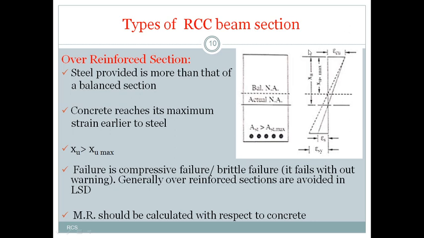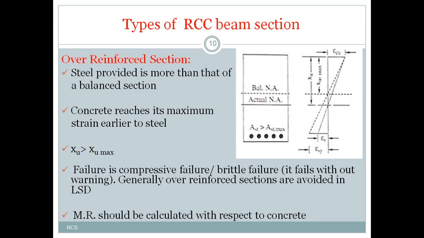According to this strain diagram of the over reinforced section, we can say that the actual depth of neutral axis is greater than the maximum depth of neutral axis. So in this case, concrete will reach its maximum strain first. By the time concrete reaches its maximum strain, steel will not reach its maximum strain. So the failure that occurs in this section is a compression failure. Compression failure means it is a brittle failure.